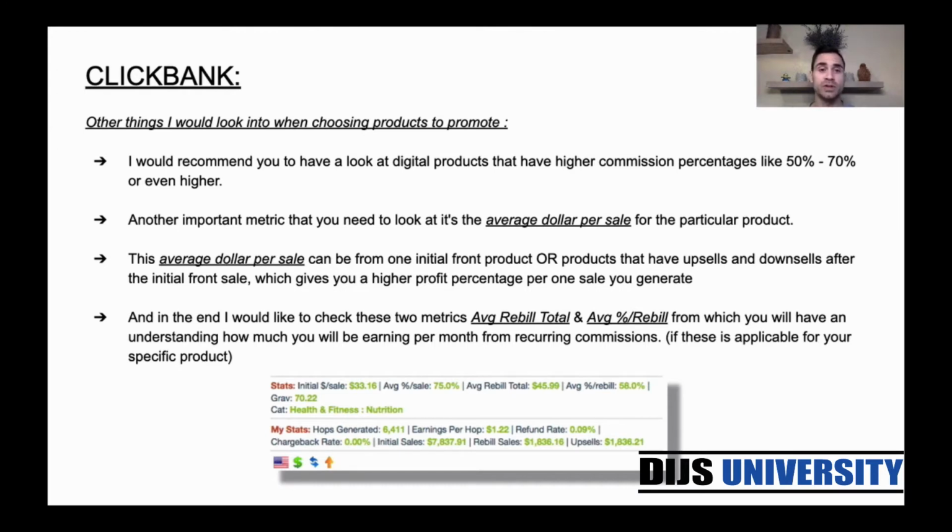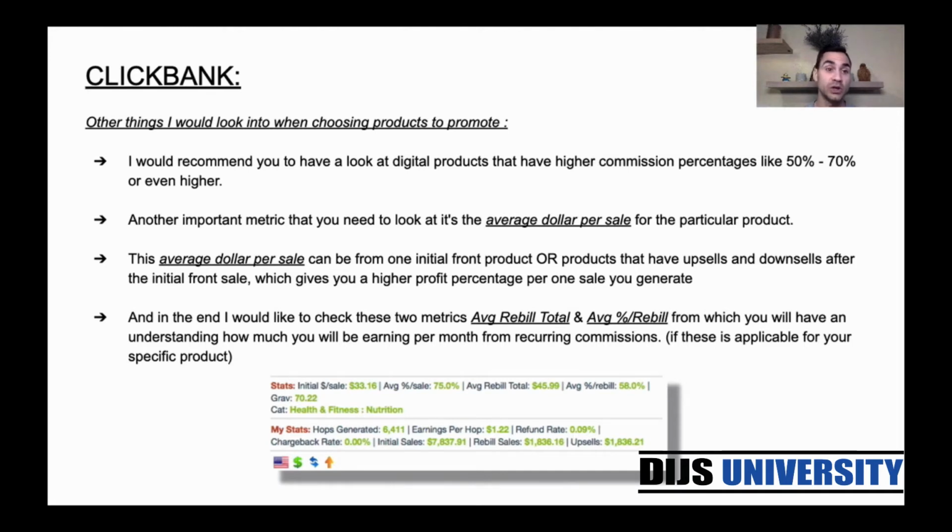Another important metric you need to look at is the average dollar per sale for the particular product. Let's look at what that means. This average dollar per sale can come from one initial front product, or from products that have upsells and downsells after the initial front sale, which gives you a higher profit per sale you generate, which is pretty good.